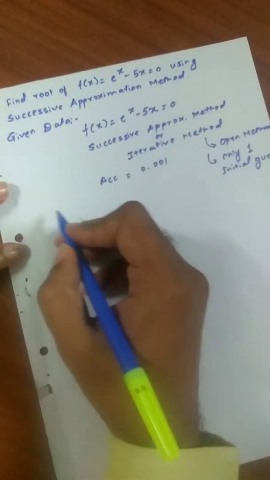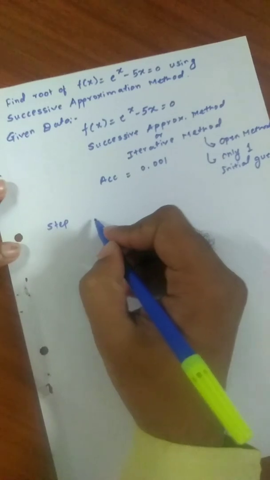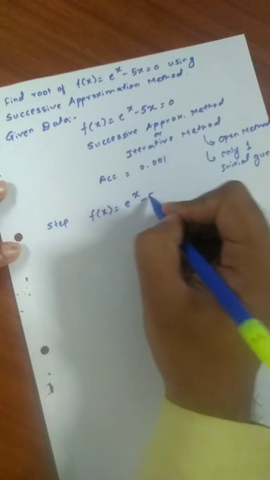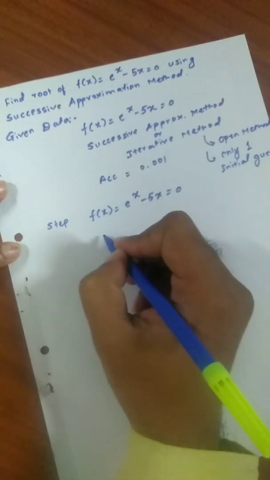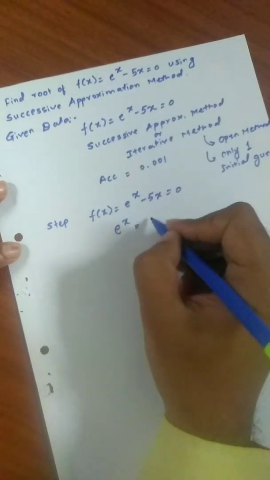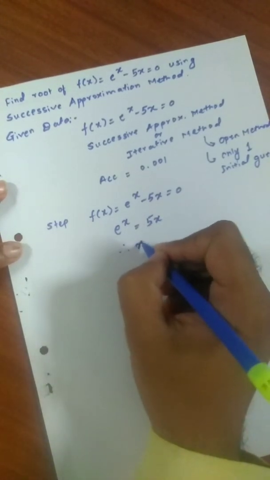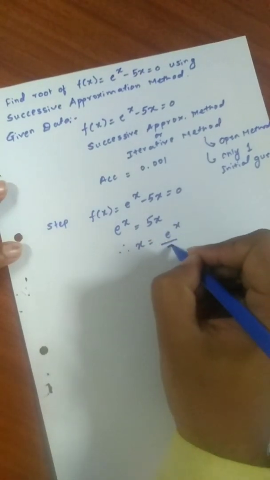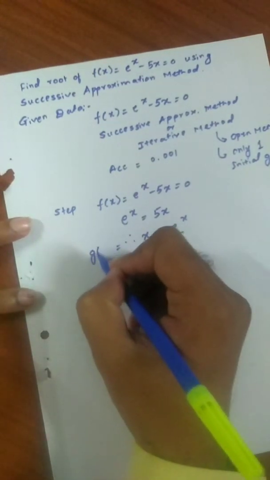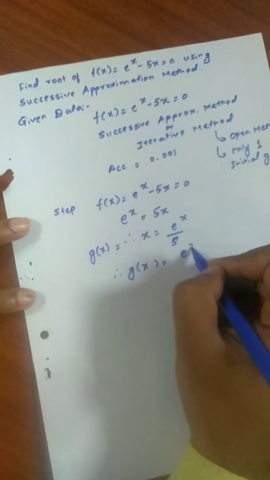Now, in the successive approximation method, the first step is to convert the given function into g of x. The given function is f of x equal to e raised to x minus 5x equal to 0. So we transfer this minus 5x to the other side, so you have plus 5x. So e raised to x equal to 5x. Therefore, x equal to e raised to x divided by 5. So this is nothing but your g of x. Therefore, g of x is equal to e raised to x divided by 5.